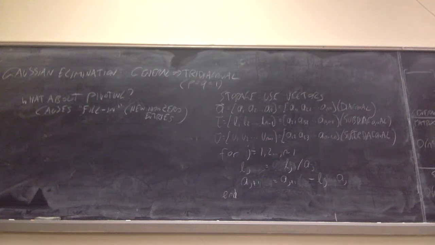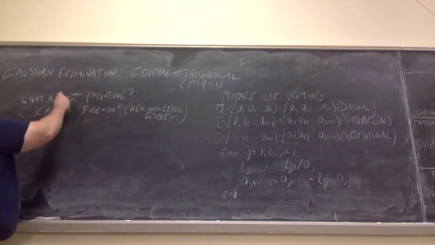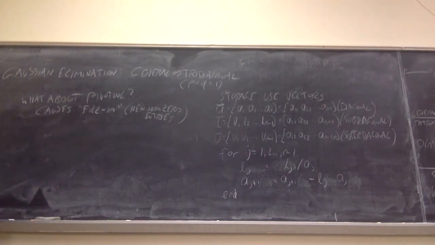On Thursday, we'll see a category of banded matrices for which pivoting is unnecessary. That'll be a case that's important in applications. So at least it's not all bad. But yeah, this presents a significant problem.